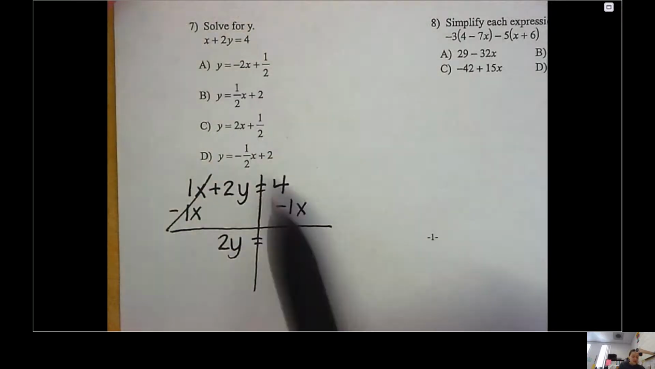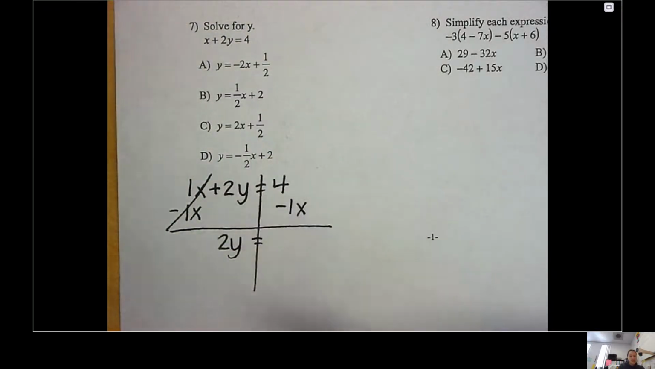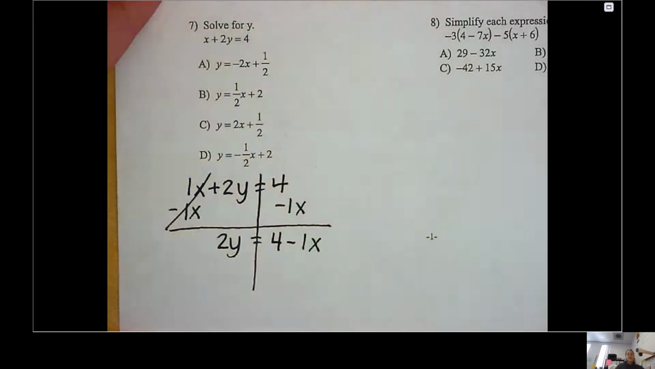So I get 2y equals, now you can't do 4 minus 1x because one of them has a variable and one doesn't, so they're not like terms, so you can't combine them. So I'm just going to write 4 minus 1x.